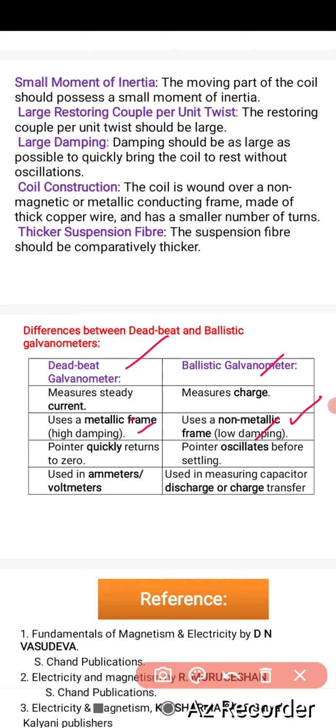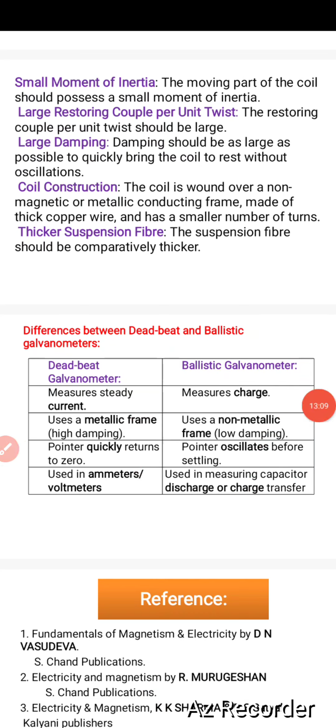In a deadbeat galvanometer, the pointer quickly returns to zero. In a ballistic galvanometer, the pointer oscillates before settling. Deadbeat galvanometer is used in ammeters and voltmeters. Ballistic galvanometer is used in measuring capacitor discharge or charge transfer.